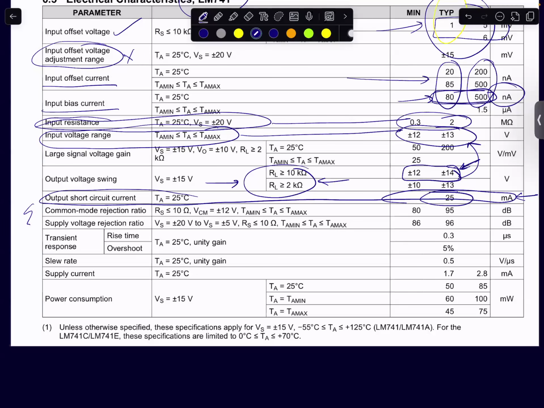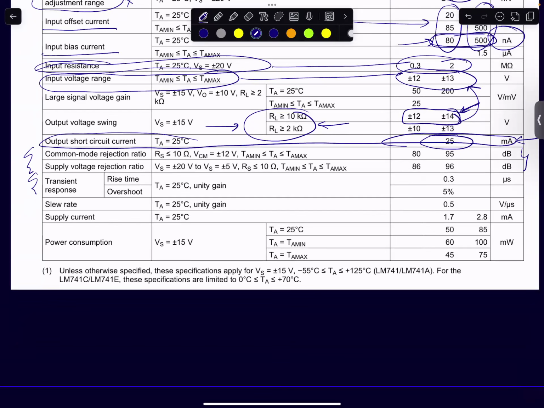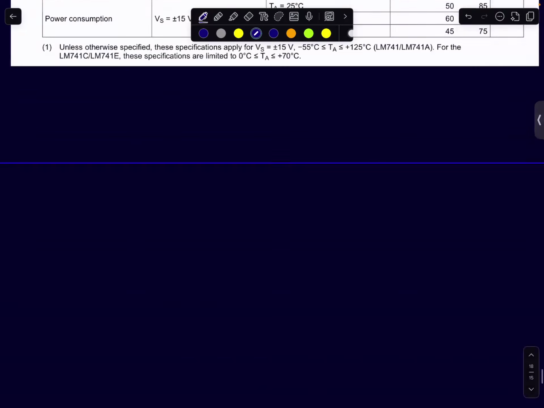I'll come to common mode and supply rejection ratios when we talk about instrumentation amplifiers. It makes sense when we discuss that. Right now, we can ignore this. Transient response is not a big deal. Again, I'll come to that. These two things, what slew rate is. Slew rate is a very important parameter, especially if you are going to apply large signal inputs. This data sheet doesn't contain unity gain bandwidth. It is present in another data sheet, so we'll look at it there.